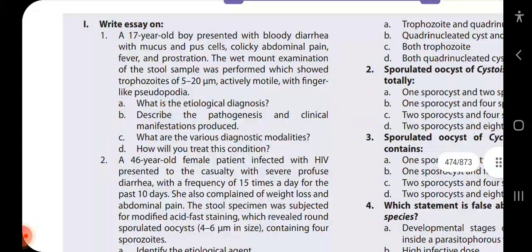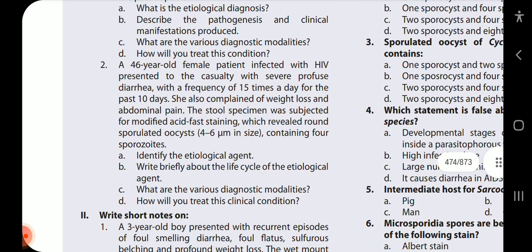A 17-year-old boy presents with bloody diarrhea with mucus and pus cells, colicky abdominal pain with fever and prostration. Wet mount examination of the stool sample showed trophozoites 5 to 20 micrometer, actively motile with finger-like pseudopodia. This is clearly a case of Entamoeba histolytica, amoebic dysentery. We will write the etiological agent, pathogenesis, and the diagnostic modalities.